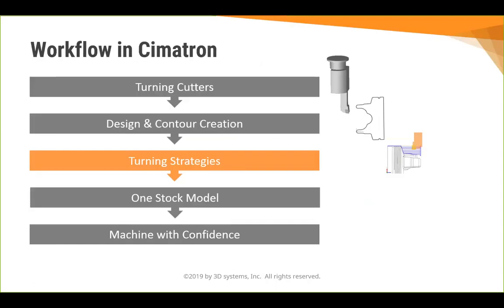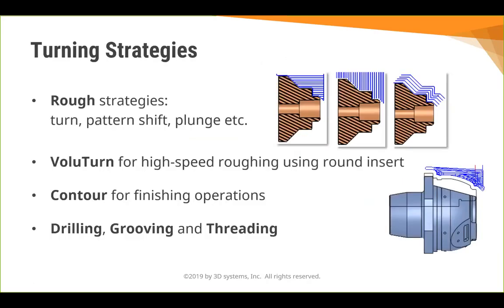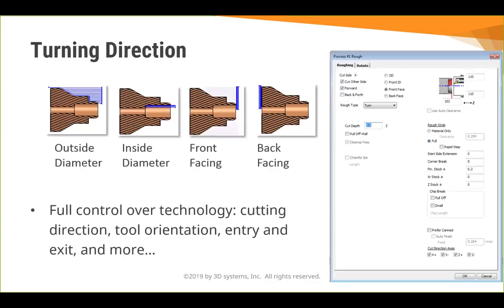So now we get to the procedure creation. We support all main turning strategies, including rough strategies for turn, pattern shift, and plunging. Voluturn is also available for high-speed roughing using round inserts. We have an option for contour finishing operation, and of course, center drilling, grooving, and lathe threading are also supported. Turning is supported from all directions: outside diameter, inside diameter, front facing, and back facing.